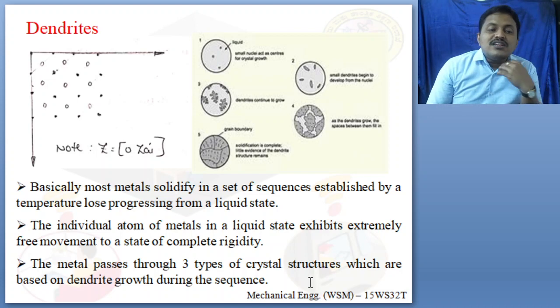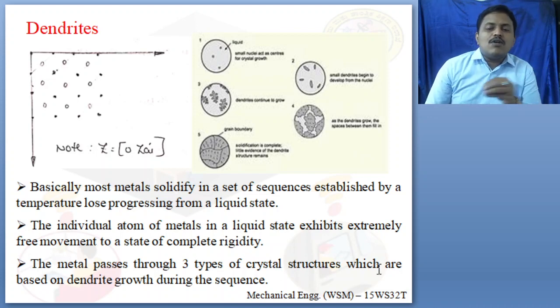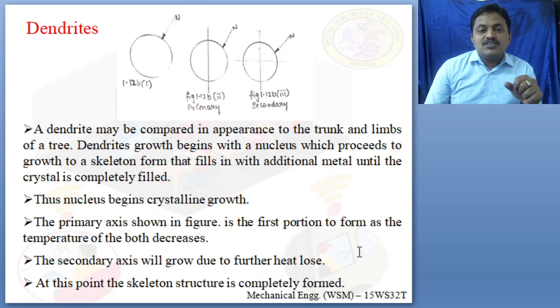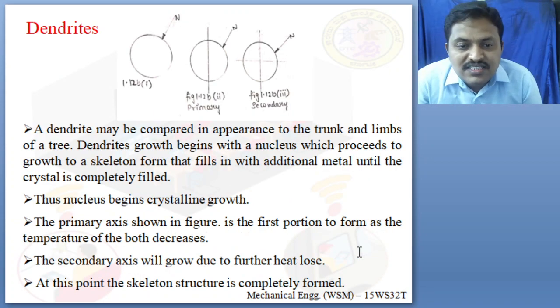So you know what the different types of crystal structures are, right? So let us see what the sequence of operations in dendrites is. Here you can see there are three sequences in this. A dendrite may be compared in appearance to the trunk and limbs of a tree.